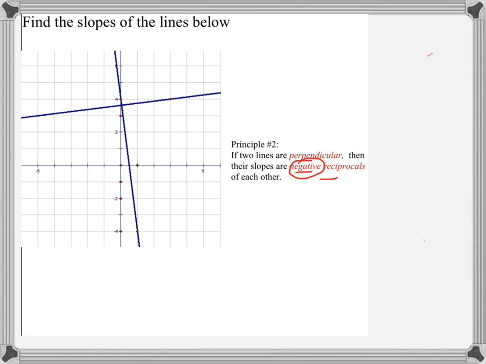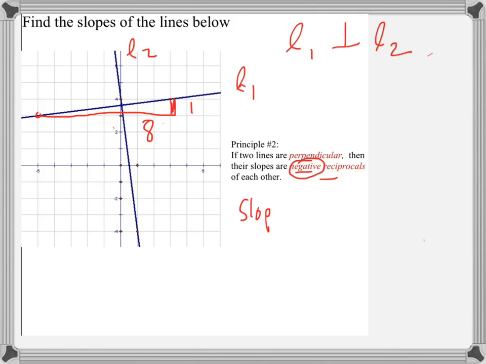So let's just look at these two lines one more time. Okay, let's call this L1 and L2, and it's given that L1 is perpendicular to L2. Okay, so L1 starts here, we go like this, and it has a rise of 1 and a run of 1, 2, 3, 4, 5, 6, 7, 8. Okay, so the slope of L1 equals 1 over 8.